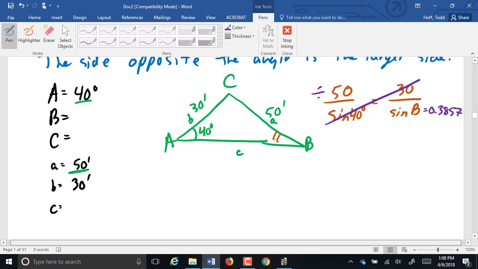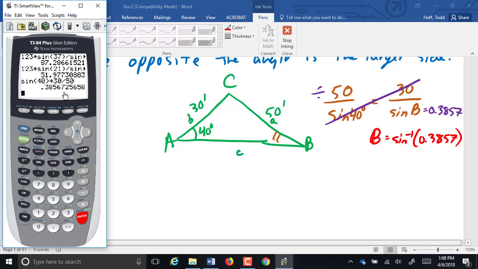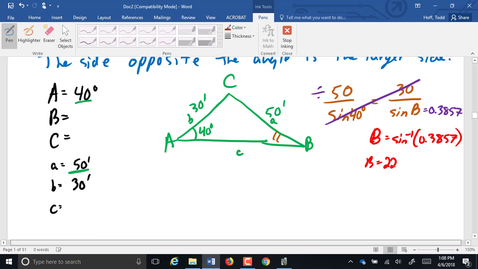Angle B is going to be the inverse sine of 0.3857. So I leave that in my calculator so I don't have to punch it in. I do second sine, second answer. So I'll take the inverse sine of that previous answer. 22.69. So this is 22.69 degrees, making this 117.31 degrees. How did I get 117.31? Subtracted from 180. Very good.